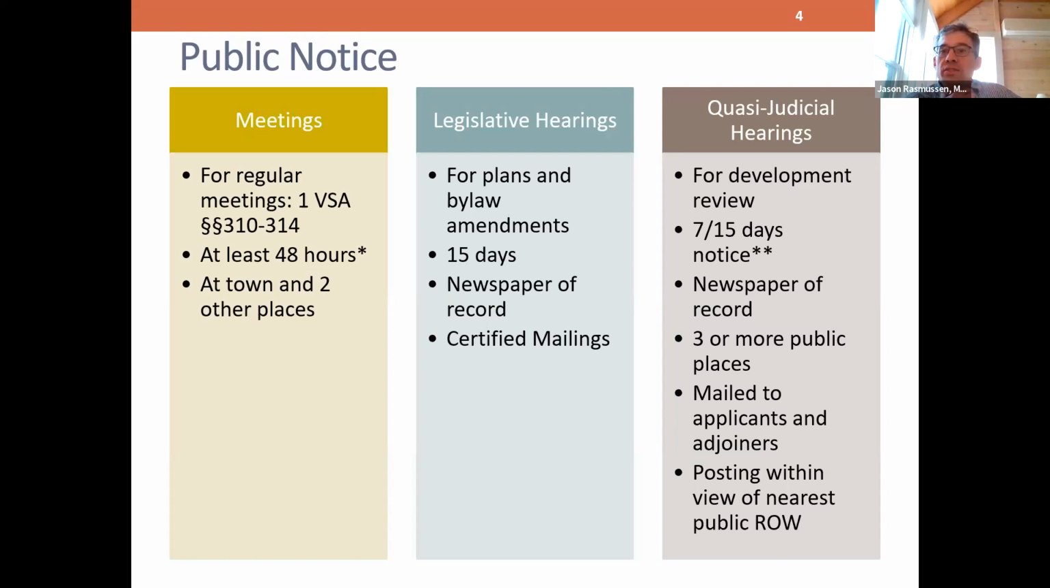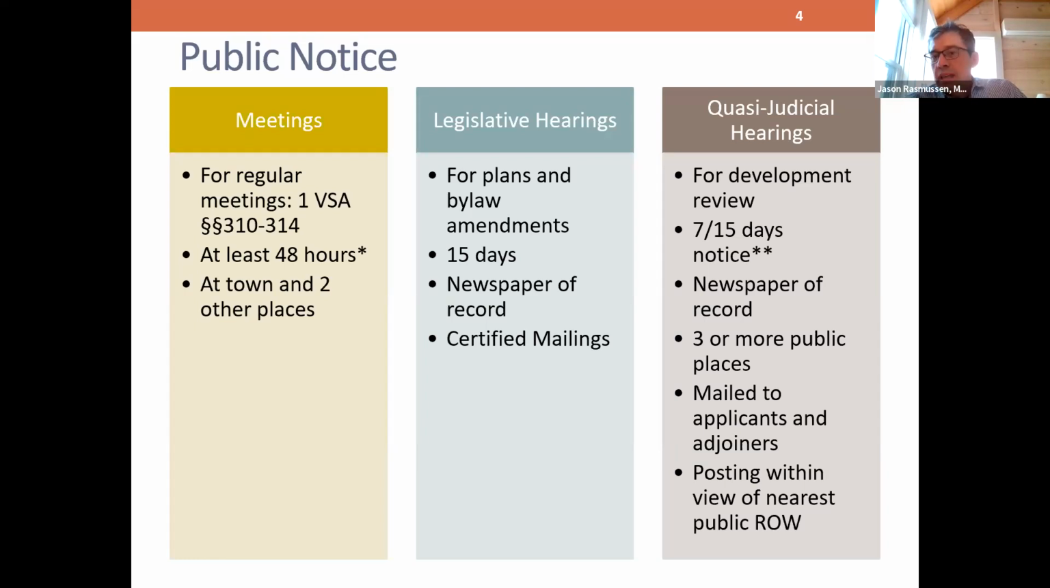And then a quasi-judicial hearing is kind of even more rigorous. This is for some kind of development review procedure. The notice is either 7 days for things like site plan review, or 15 days for conditional use review, final subdivision, that kind of thing. Your zoning document will tell you what that notice period should be.